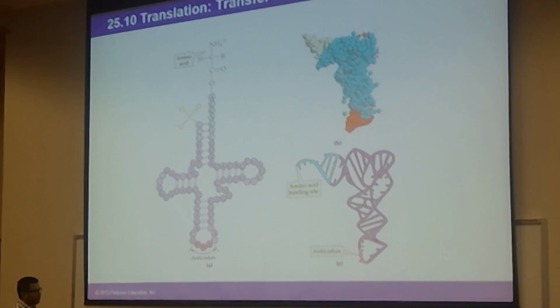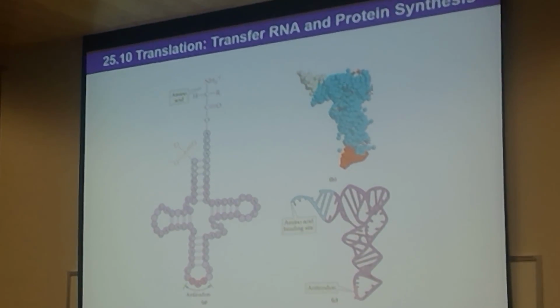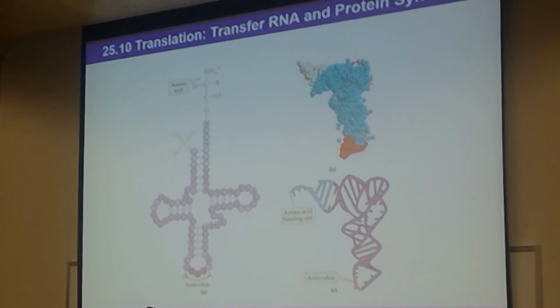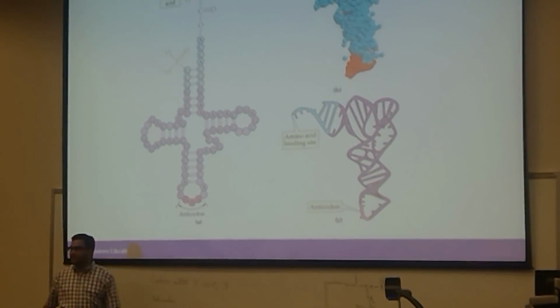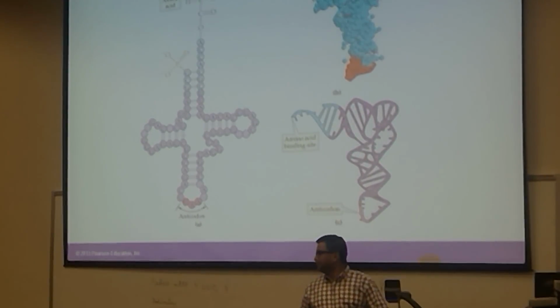And if that is the anticodon, what is going to be the codon? The codon on the mRNA is going to be 5' UUC 3'. Now what is UUC? Is it leucine now?